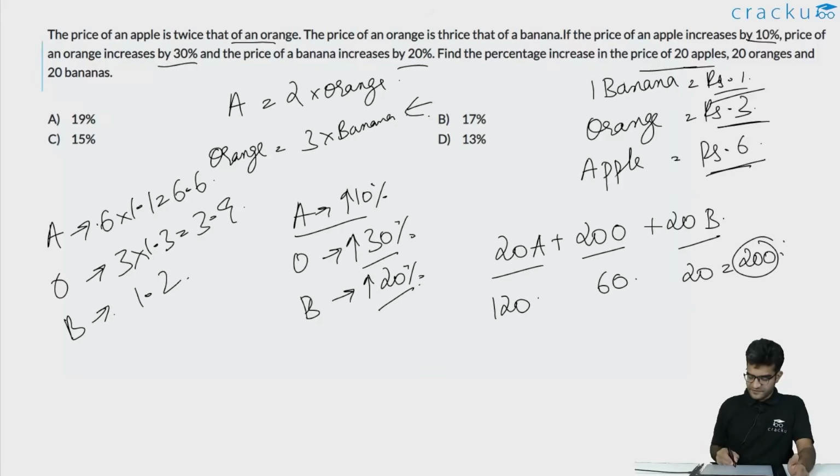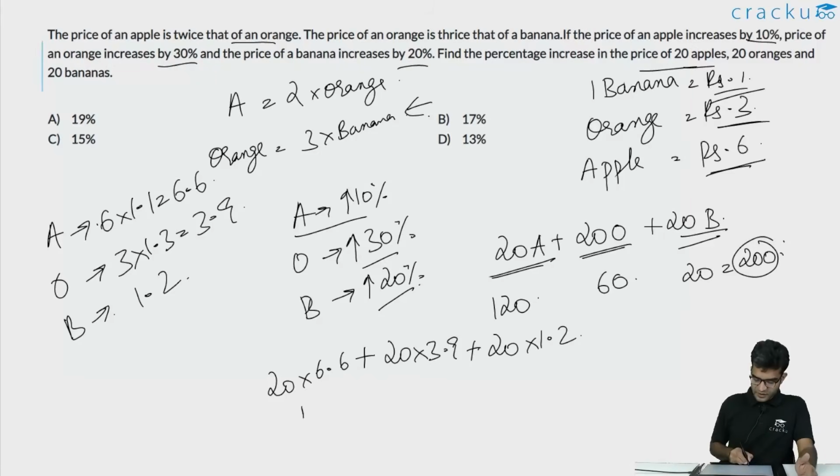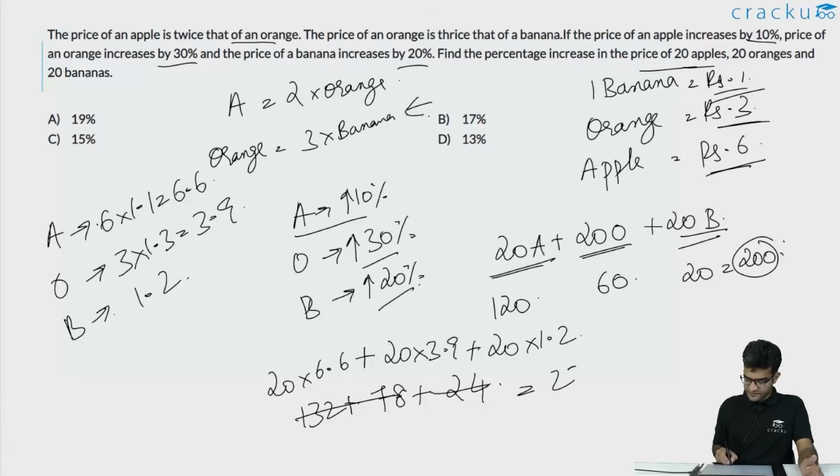So what is the price of 20 apples now? It will be 20 into 6.6 plus 20 oranges will be 20 into 3.9 plus 20 bananas will be 20 into 1.2. 20 into 6.6 is 132 plus 20 into 3.9 is 78 plus 20 into 1.2 is 24. 132 plus 78 is 210 plus 24 is 234.